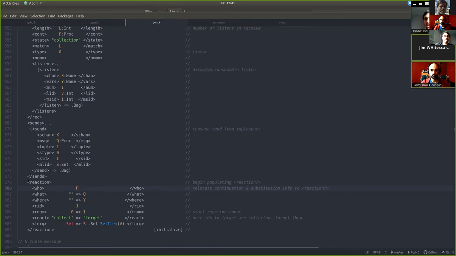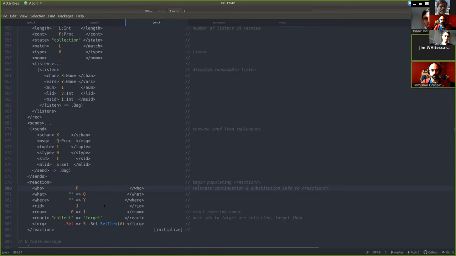So instead of writing a reaction cell strictly on the left side, that would contain P, this empty string, J, this zero, this collect, and this empty set. And then on the right side, that reaction cell that corresponds to the one I'm rewriting on the left side would contain a P, a Q, a Y, a J, a 1, forget, and then this set S that I'm doing this difference of. So instead of having to write everything out explicitly, like here's the left side of the rewrite rule, here's the right side, I can just do everything all at once, basically.